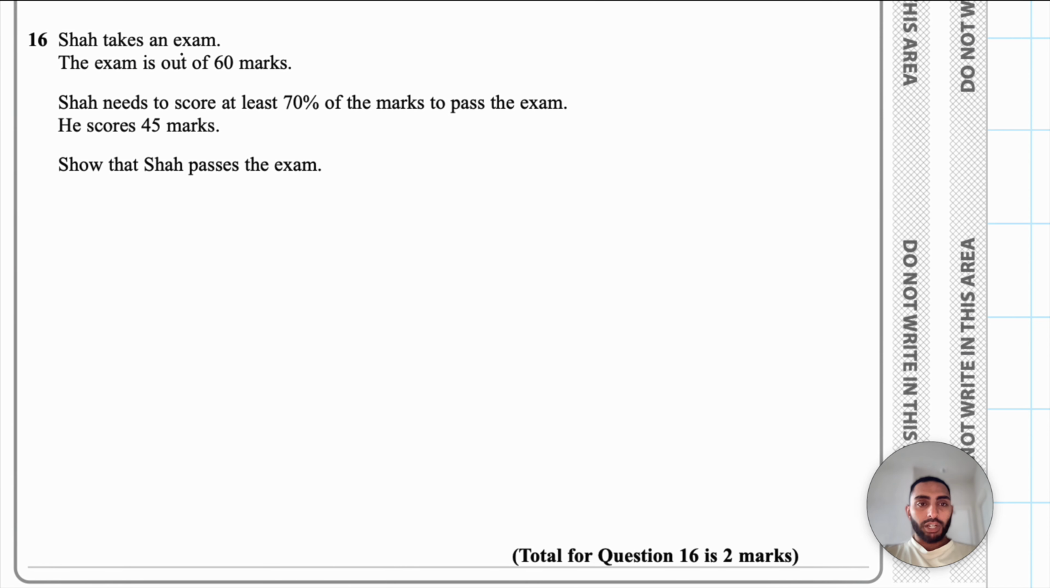Question 16. Shah takes an exam. The exam is out of 60 marks. Shah needs to score at least 70% of the marks to pass the exam. He scores 45 marks. Show that Shah passes the exam.